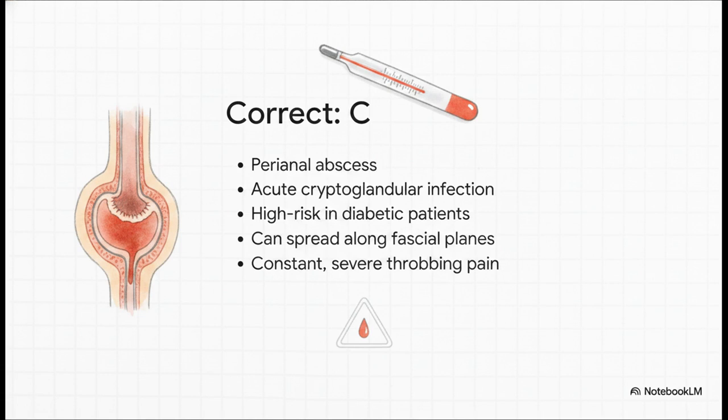Now, the diabetic urgency here is absolutely critical. In diabetic patients, these infections can spread like wildfire along fascial planes, strongly predisposing them to necrotizing soft tissue infections or Fournier's gangrene. Keep in mind, unlike an anal fissure where the pain is strictly tied to defecation, an abscess produces a constant, severe throbbing pain.